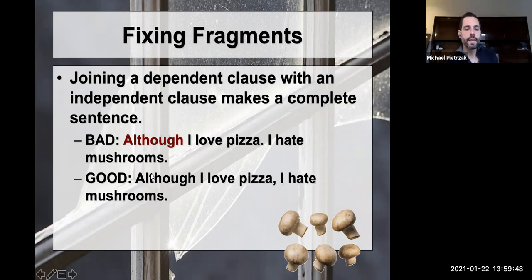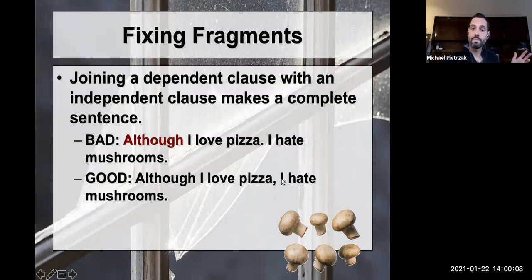So here's a bad sentence. Although I love pizza, period. Although I love pizza, that's not a complete sentence, right? The next one, I hate mushrooms. Well, actually, that's a complete sentence. Hate is the verb and mushrooms is the subject. So although I love pizza, period, I hate mushrooms.